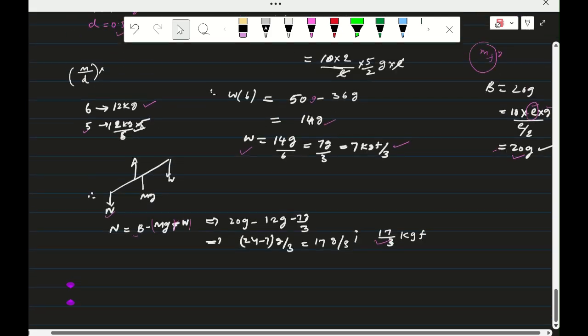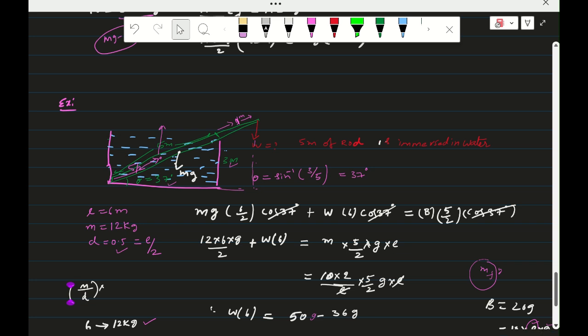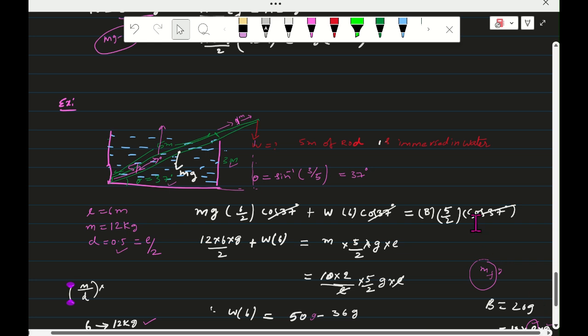So these are questions related to Archimedes, upthrust, and relative density. There are many models. As I said earlier, the concept is the same, the model of the problem is different, and we have to apply it. Thank you all.